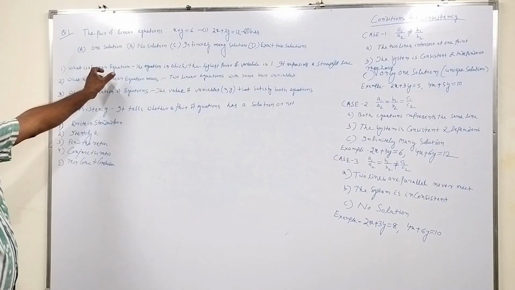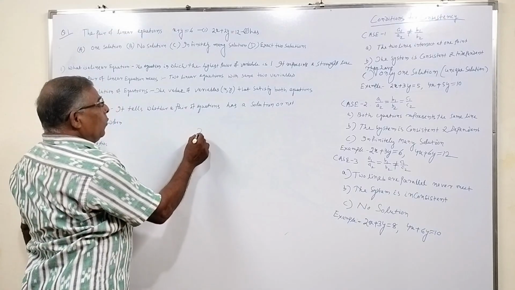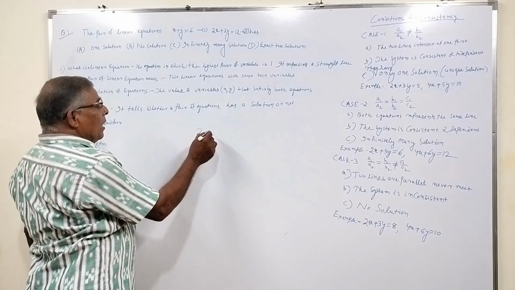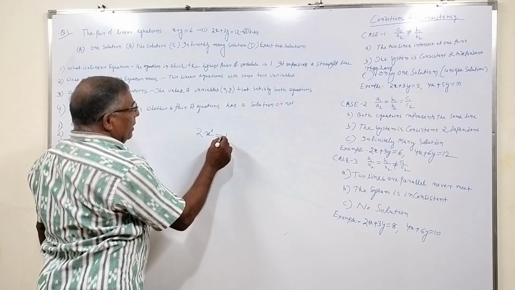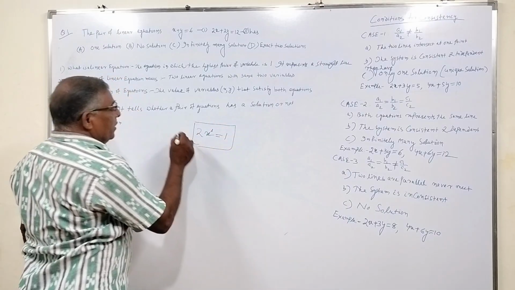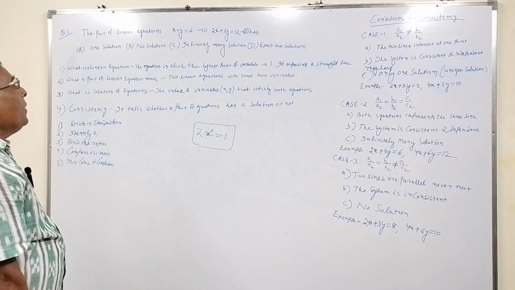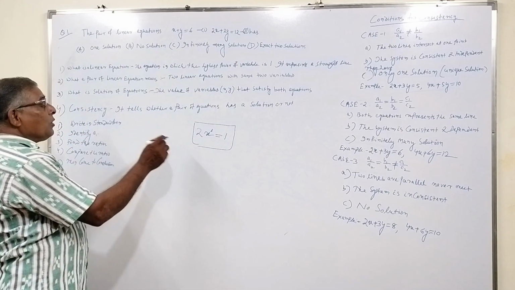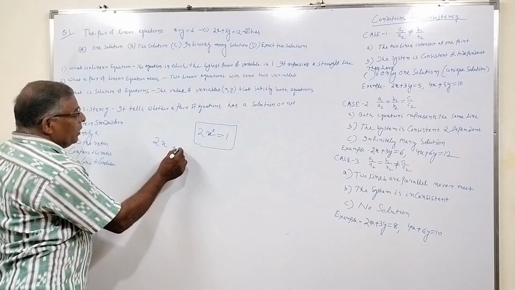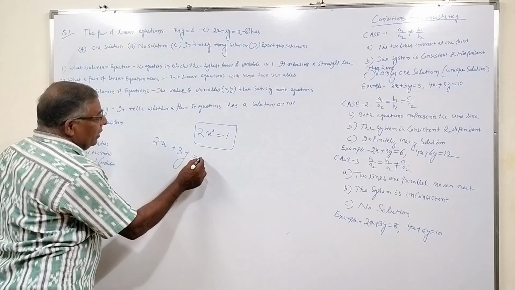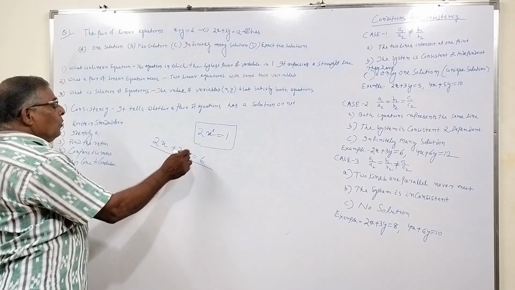A linear equation means an equation in which the highest power of a variable is 1. For example, 2x is equal to 1. Here the power of x is 1. This is a linear equation with one variable. If we write a linear equation with two variables, it will be 2x plus 3y equals 6. This is a linear equation in two variables.